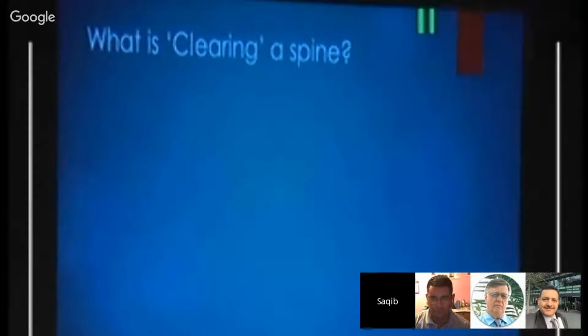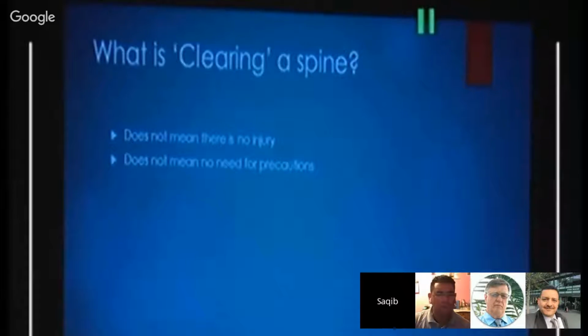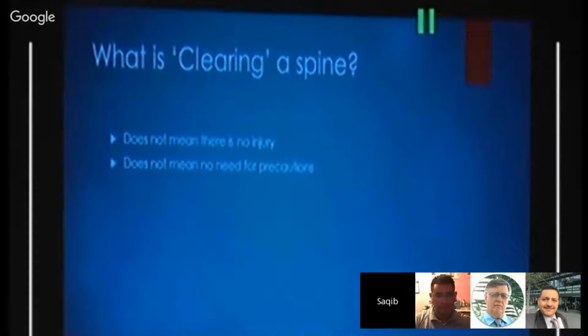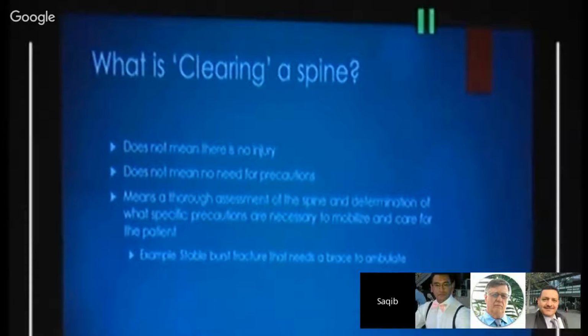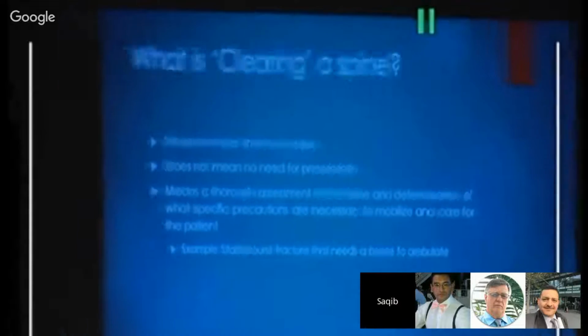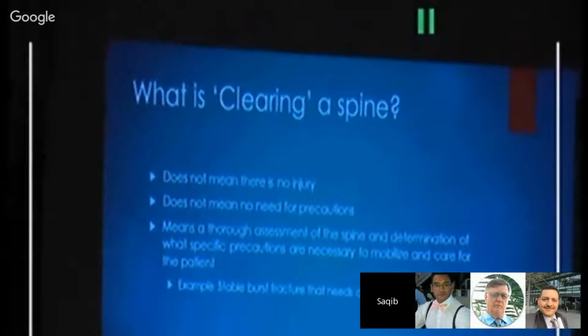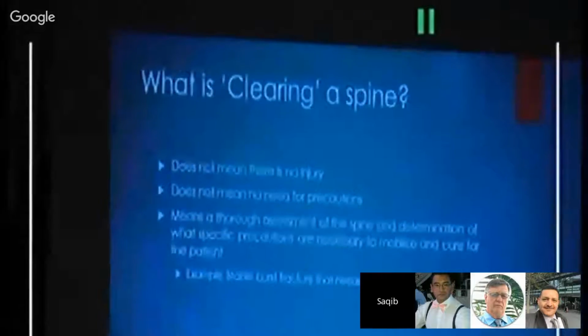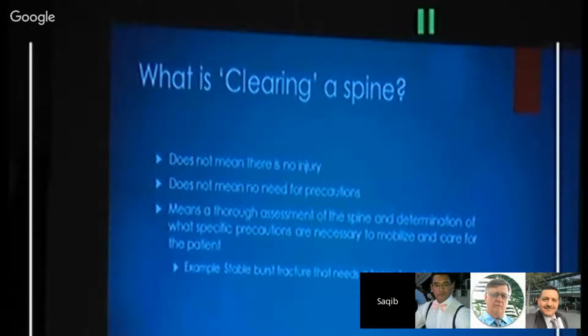Actually, it doesn't. Clearing the spine does not mean that there is no injury, and it does not mean that there is no need for precautions. What clearing the spine actually means is a thorough assessment of the spine and a determination of what specific precautions are necessary to mobilize and care for the patient. The classic example would be a patient with a stable burst fracture that you feel needs a brace. Once you get them to that point, their spine is cleared. So it doesn't mean there's no injury, and it doesn't mean there's no need for precautions. It means you know what's going on and how to manage it.